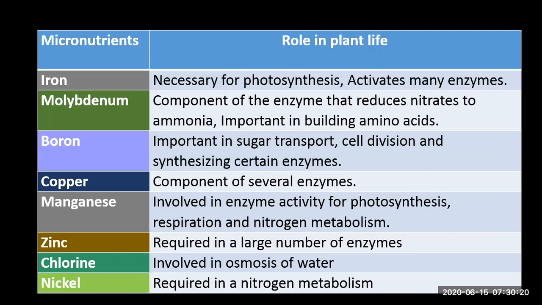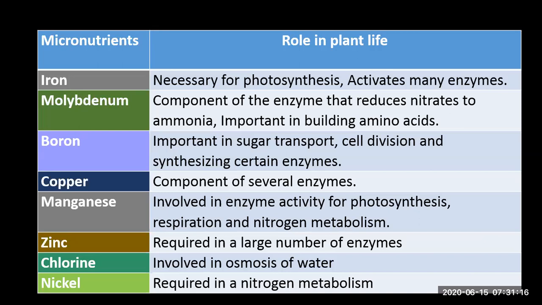Molybdenum, a component of the enzyme that reduces nitrates to ammonia. Plants absorb nitrogen in the form of nitrates, NO3 radical. I repeat, NO3 radical. These radicals are very important in the growth of plant to get nitrogen from the soil. So this enzyme, this micronutrient is converting the nitrates to ammonia, and that ammonia is going to be further used by plants, which is a very important thing done by molybdenum. It is important in building amino acids. So molybdenum is present in the structure of many amino acids too.